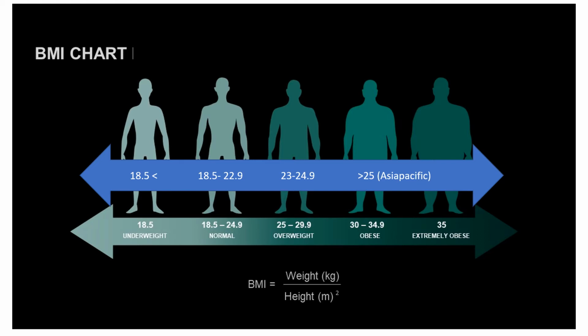Whereas in the Asia Pacific one, the underweight category remains the same, that is less than 18.5. The normal category is 18.5 to 22.9, and overweight starts from 23 and continues till 24.9, and from 25 and beyond, it is classified as obesity as per the Asia Pacific standards.